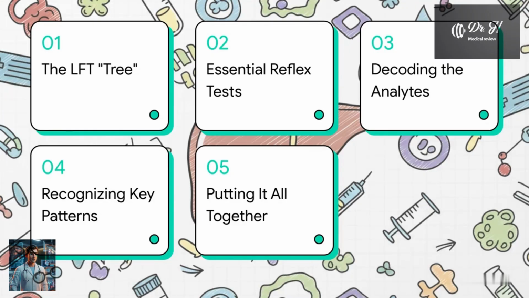So here's our game plan. We're going to break it all down into 5 key steps. We'll start with how to just organize the data, and we'll finish up by running through some real-world cases to make sure it all sticks.